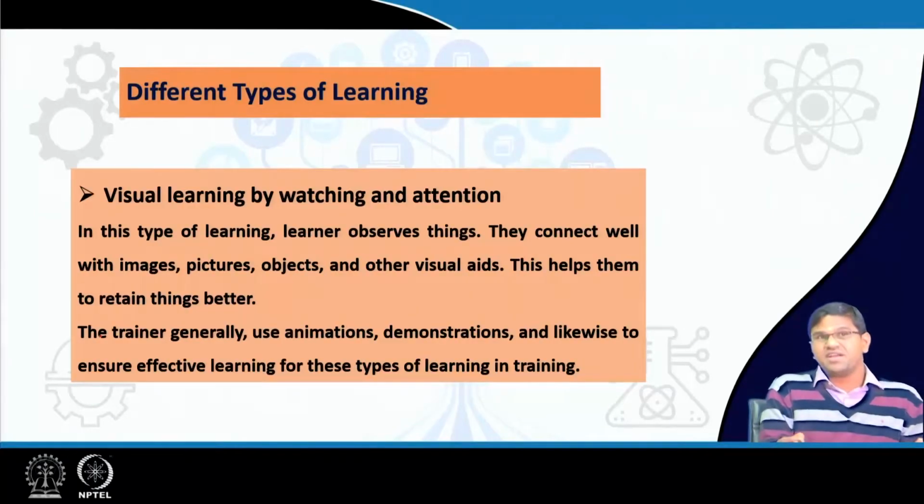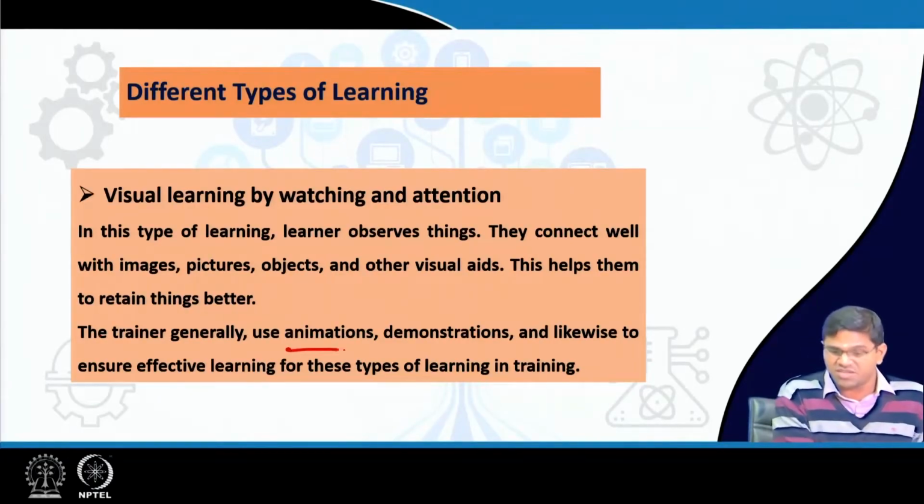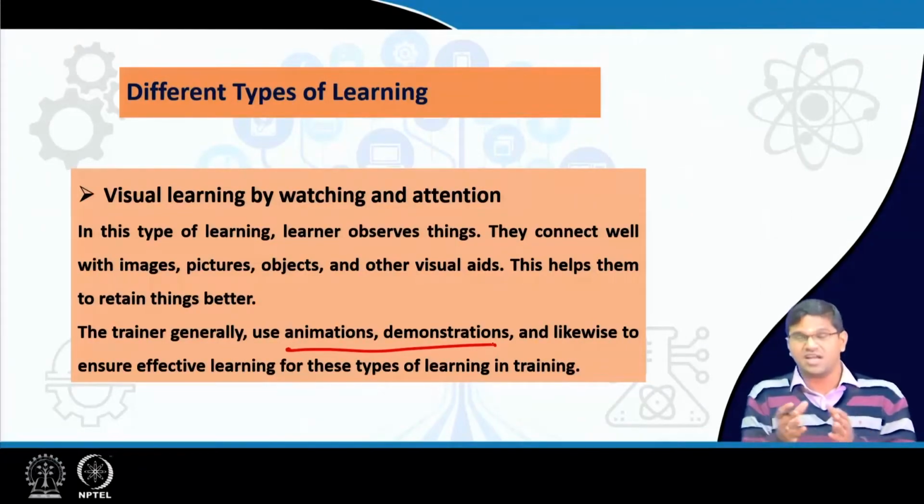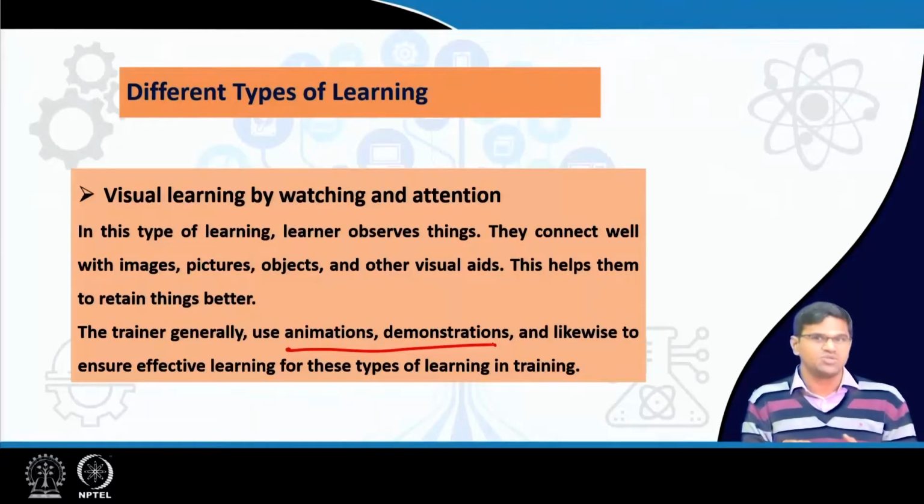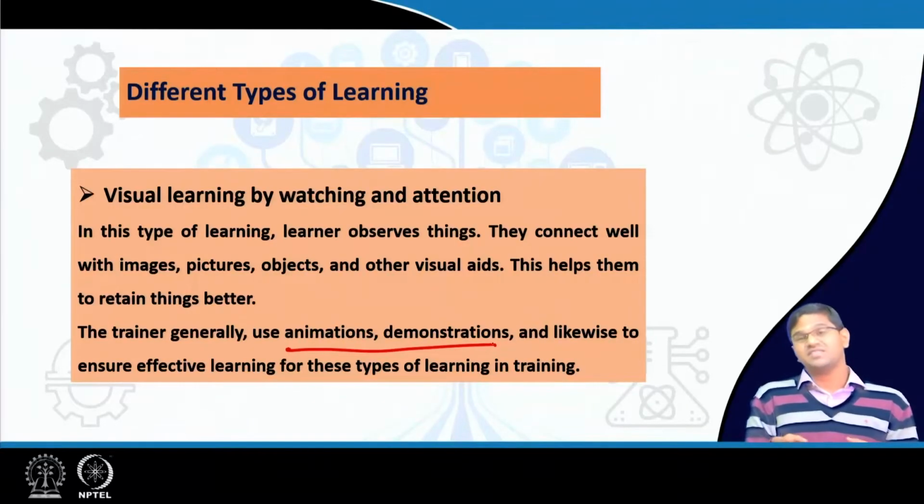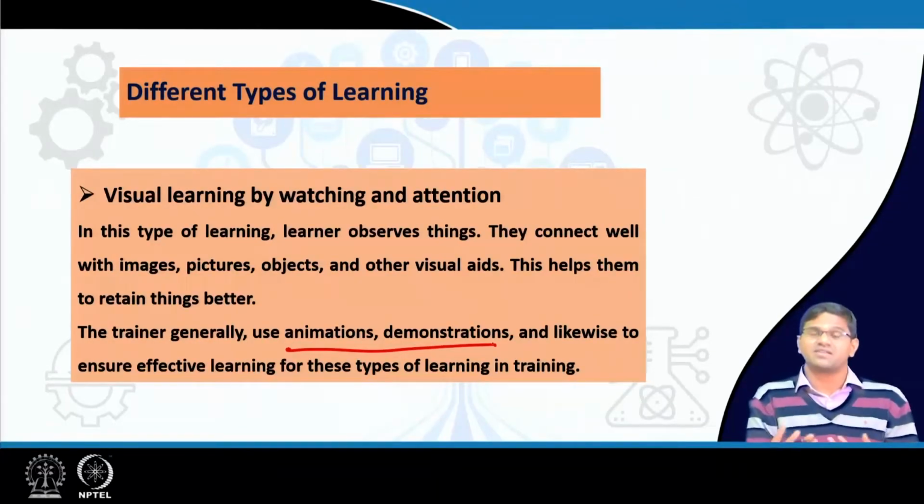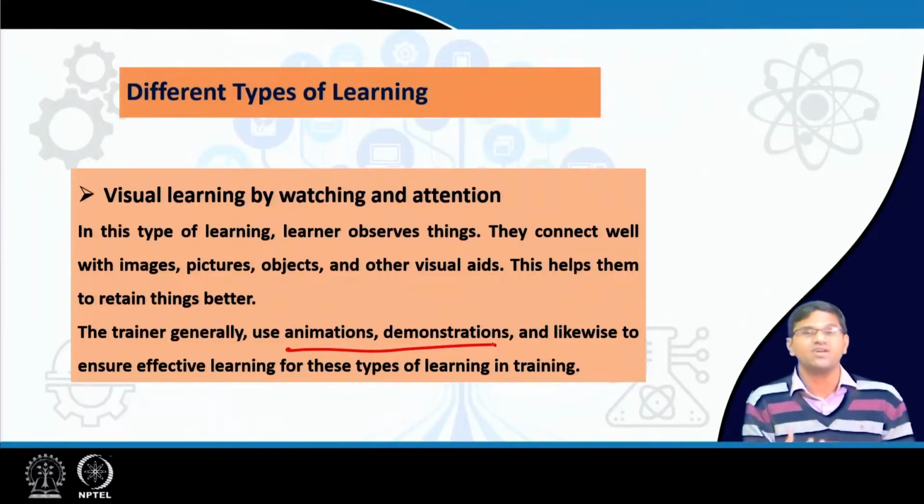So what the trainer generally does is use animations, demonstrations, and the like to ensure effective learning for the learners. That is very important. Why do they use video as a medium to train individuals or employees? Yes, it is going to bring a different involvement, more engagement from the trainees, where they participate, they involve themselves, then they try to learn the concept and relate to it.